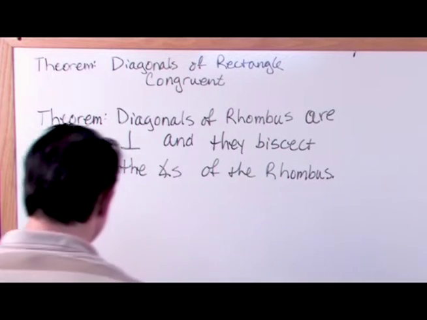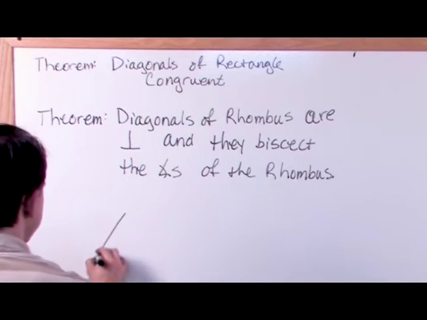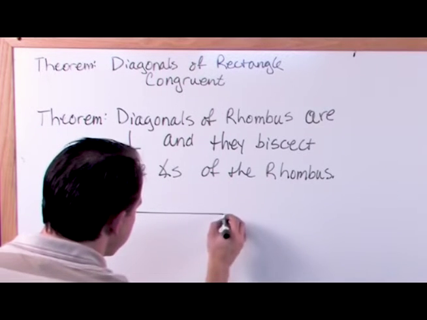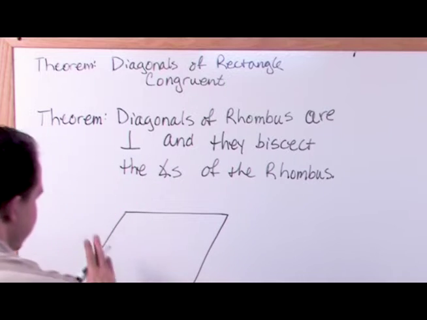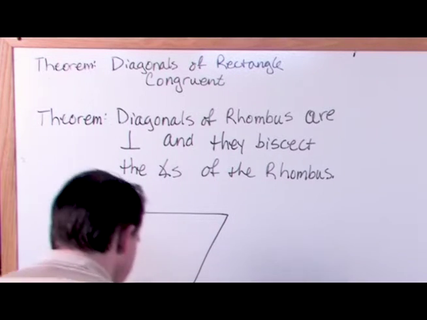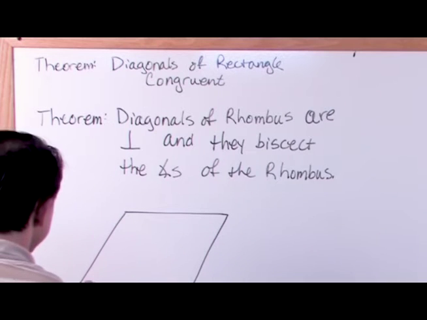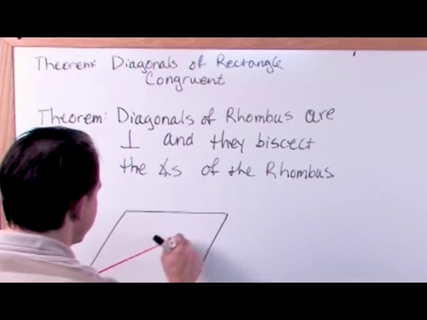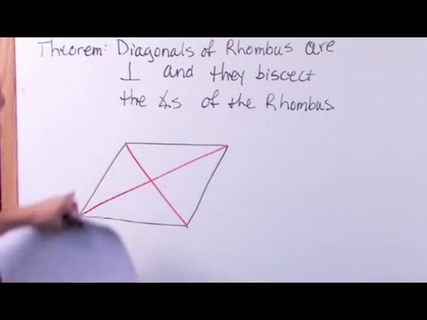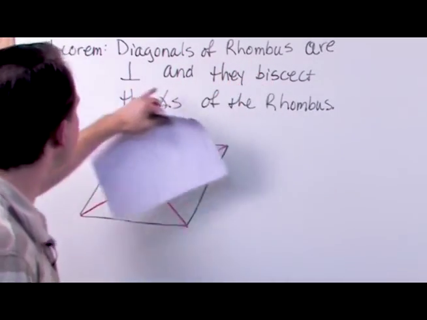This is really important to draw a really good picture. This is a rhombus: 4 equal sides and 2 pairs of parallel lines. That's a rhombus. Now what this is talking about are these diagonal lines here. You draw a diagonal line here, and you draw a diagonal line here. All this is saying is the diagonals of a rhombus are perpendicular.